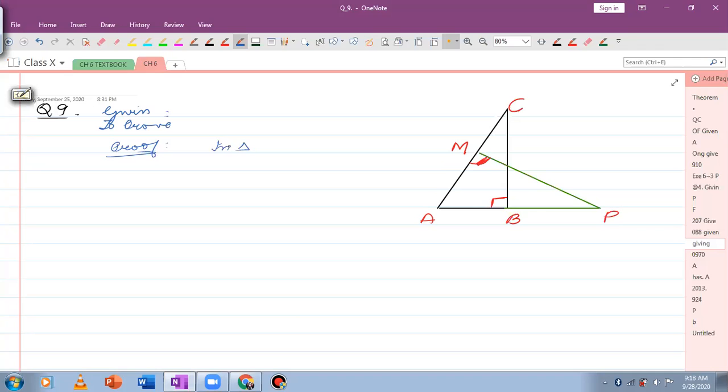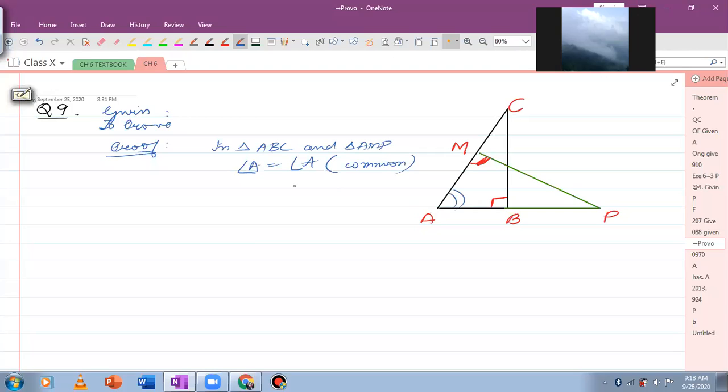I'm going to pick the names from the question, triangle ABC and triangle APM. We have angle A equals angle A. These are the common angles. You can just mark it here. This is the common angle. And then you can just mark this: angle 1 equals angle 2.